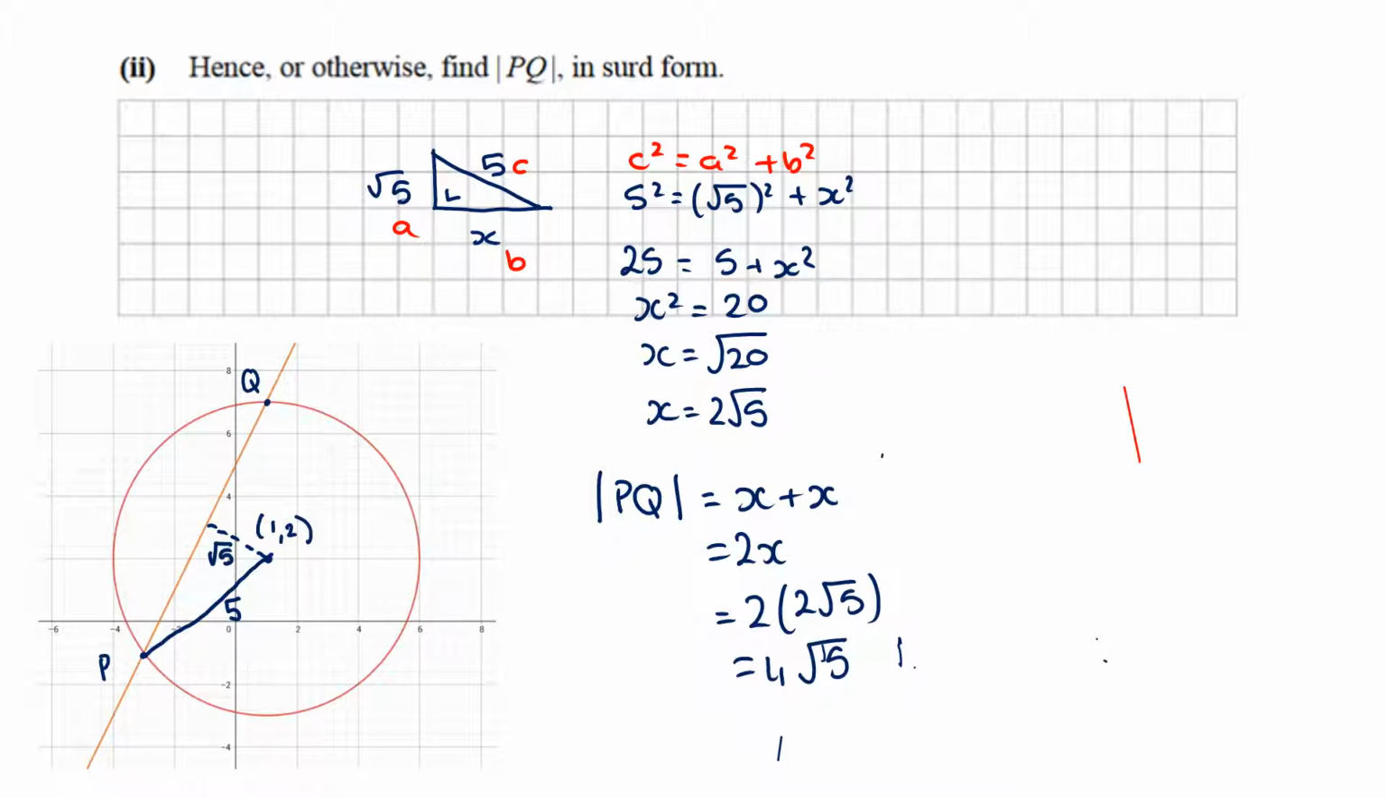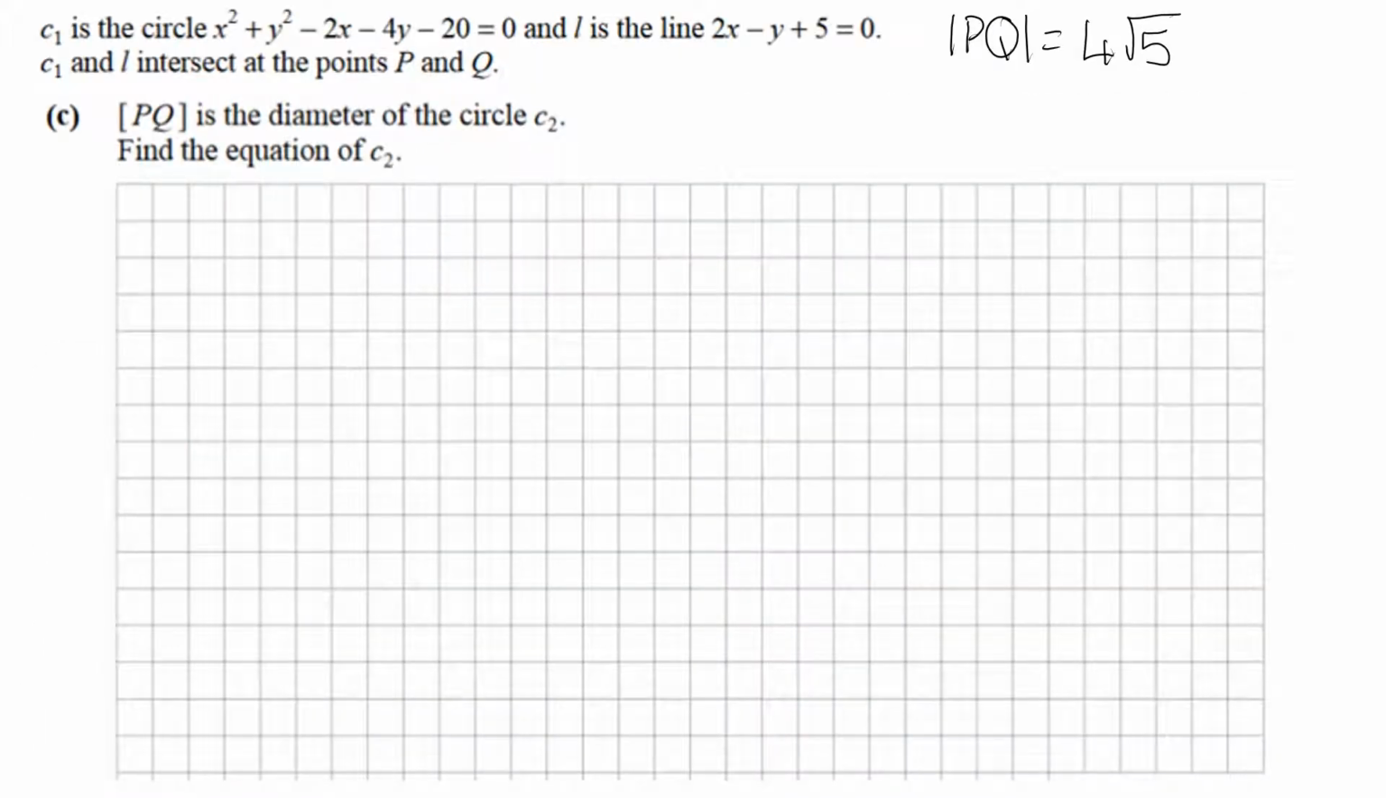So like I said, you can work out the points P and Q, but there's absolutely no need. The word "hence" there is giving us the hint that we've actually worked out most of the information we need to figure out PQ. So part C says PQ is the diameter of the circle C2. Find the equation of C2. Now, I've just pulled in the extra information from the top of the question just so we have it.